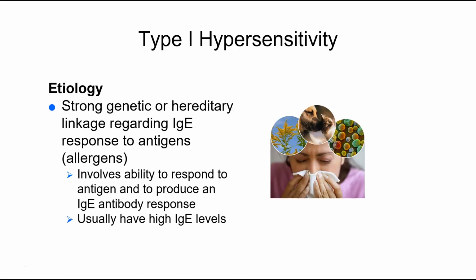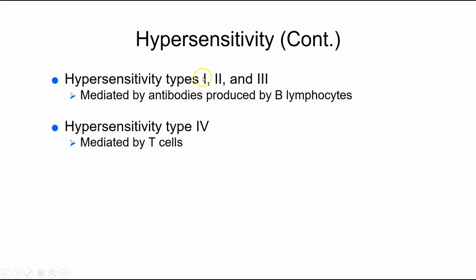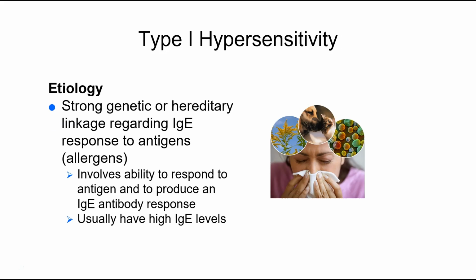So the reality is that hypersensitivities 1, 2, and 3 are mediated by either antibodies or B lymphocytes, whereas type 4 hypersensitivity is mediated by T cells, and that's actually the biggest difference for hypersensitivity type 4. But we are going to use some other things to categorize them, and I'll show you some of the issues related to using this alternate method.